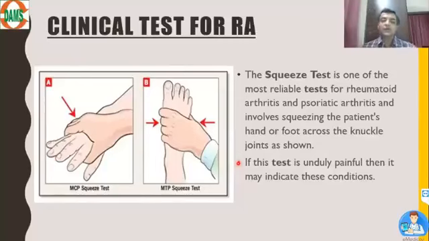So that is the clinical test for RA. I will put up the deformities again in the slide. It is there in your image section, so don't hurry, you will be able to get that. If it is unduly painful, the test is considered positive. Let us look at this again.